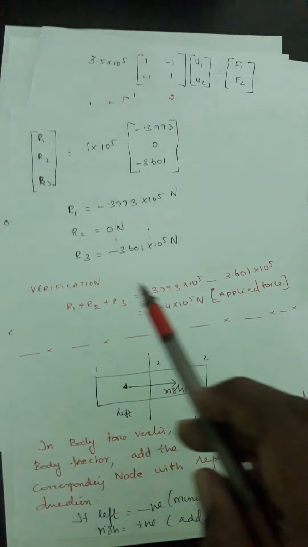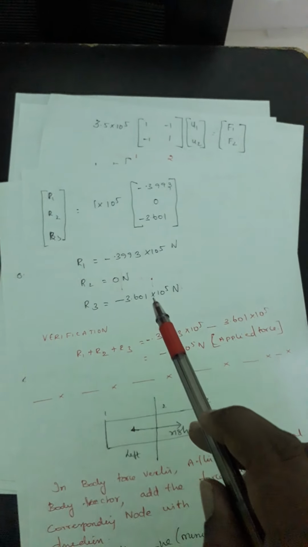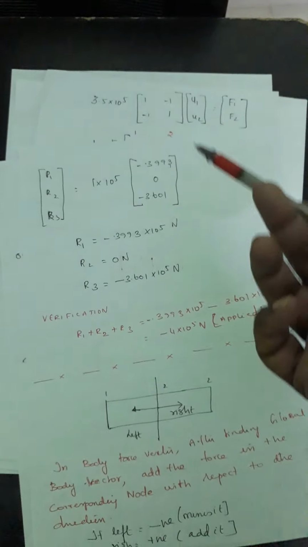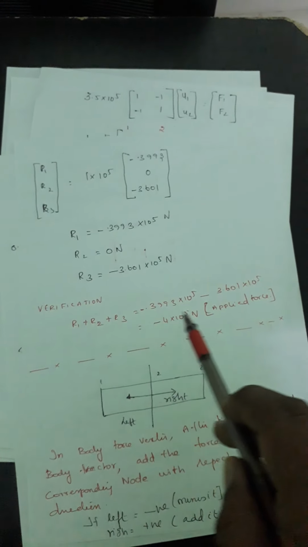Now see here, it clearly mentions that R2 is 0. You have to find the support reactions, and this reaction force must be equivalent to the applied force. That is why when I add these two, I am getting 4 into 10 to the power 5, which is the applied force. So now you got it.